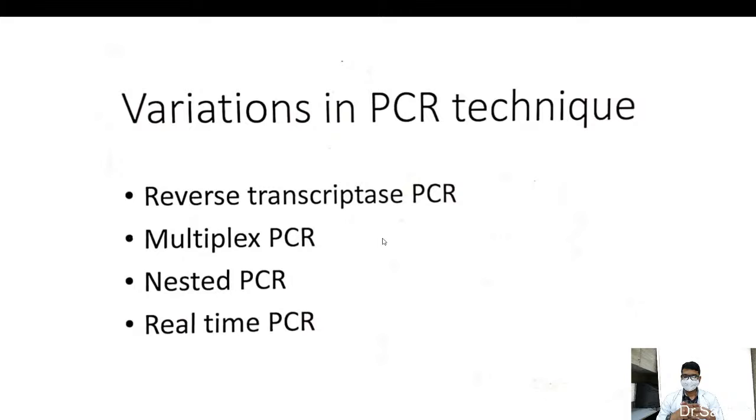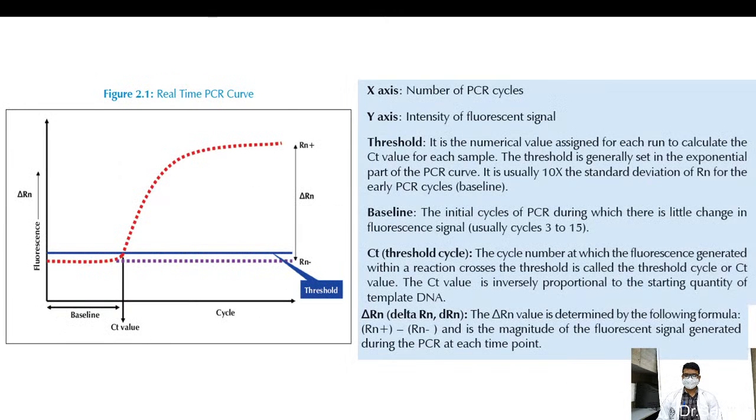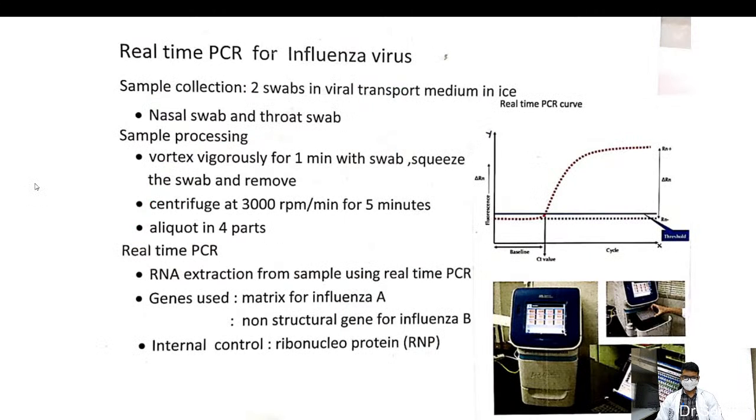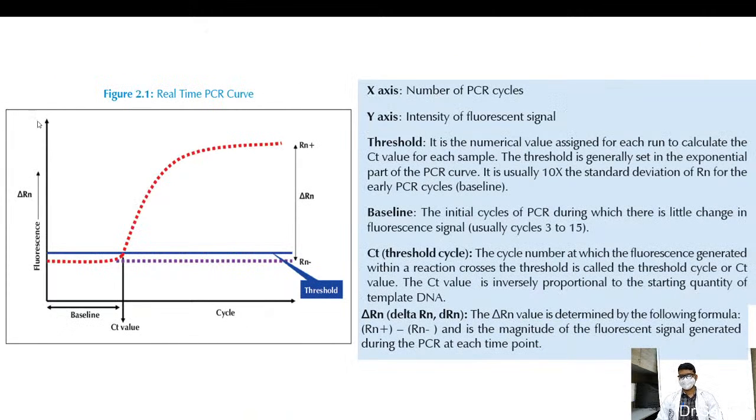Then the last is real-time PCR. Here, real time says that the amplification and the detection can be seen at the same time. That happens with the help of fluorescent probes that I'll discuss later. So in real-time PCR, this is the PCR curve, where we can see a graph.